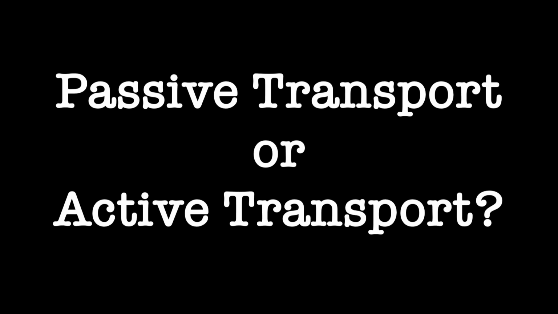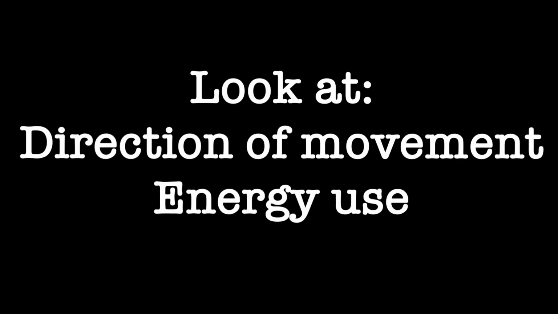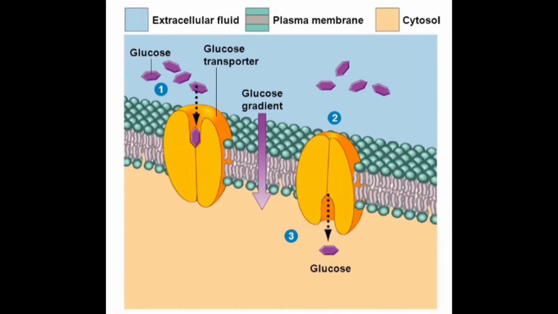So how can you identify if a form of transport is passive or active? It is important to remember that there are 2 key main differences: their direction of movement across the membrane and whether they require the use of energy or not. Looking at this image, we can see that the glucose moves inside the cell from the outside, which is where there is a higher concentration of glucose. Also note that there is no use of energy necessary for the glucose transporter to move them across the membrane. We identify this as a form of passive transport.